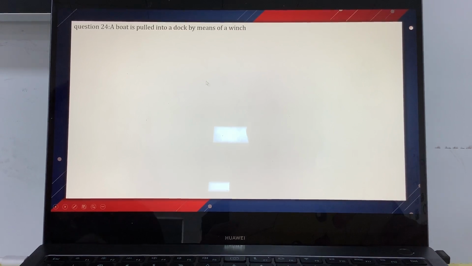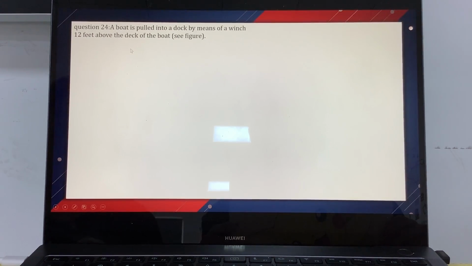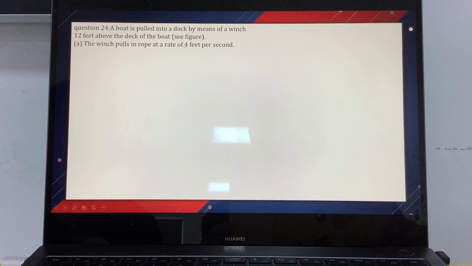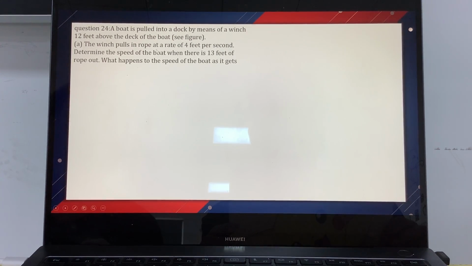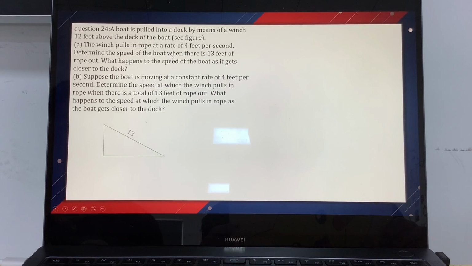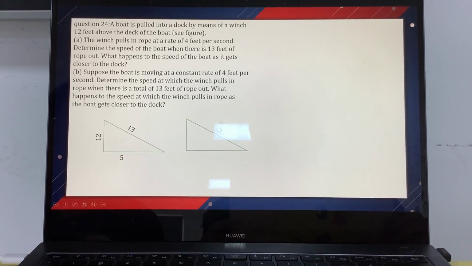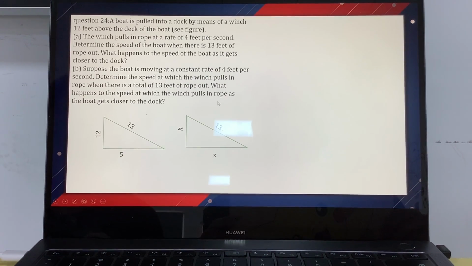Question 24. A boat is pulled into a dock by means of a winch 20 feet above the deck of the boat. The winch pulls in rope at a rate of 4 feet per second. So we can easily find this. Here is already given one very important detail. And then we can use the formal method to draw the picture.